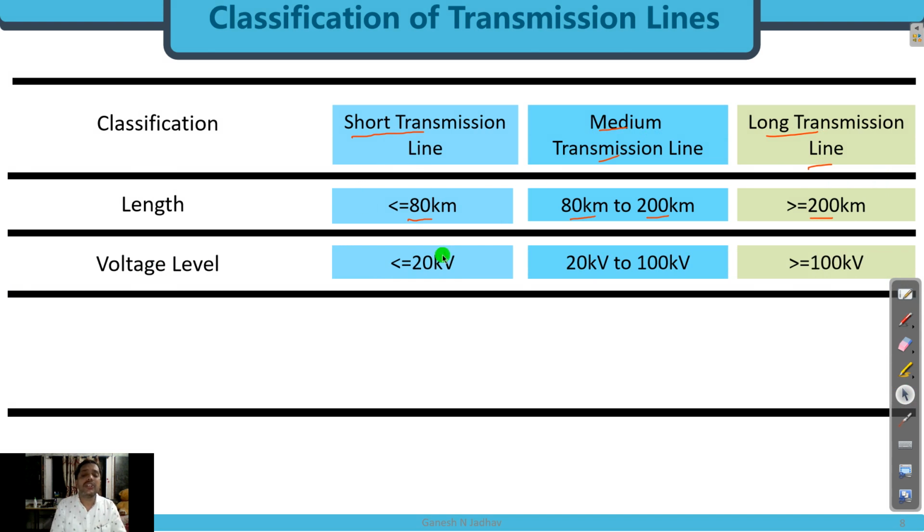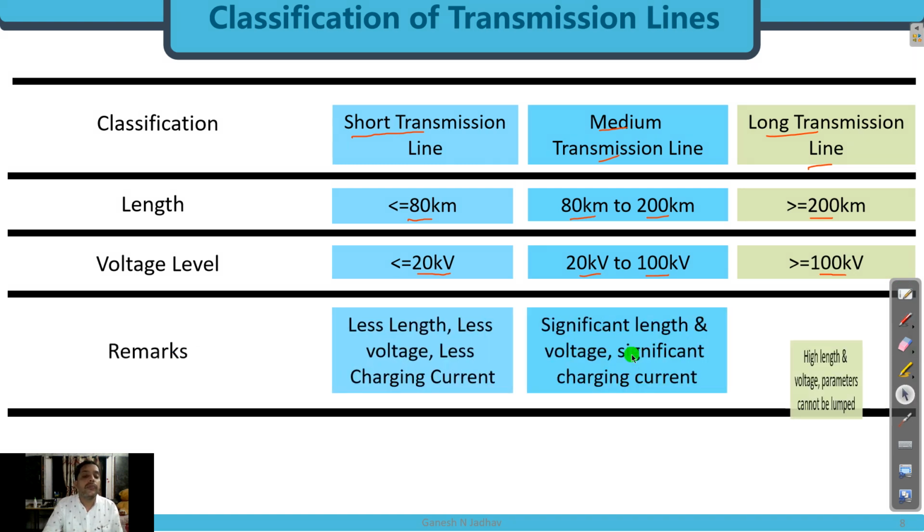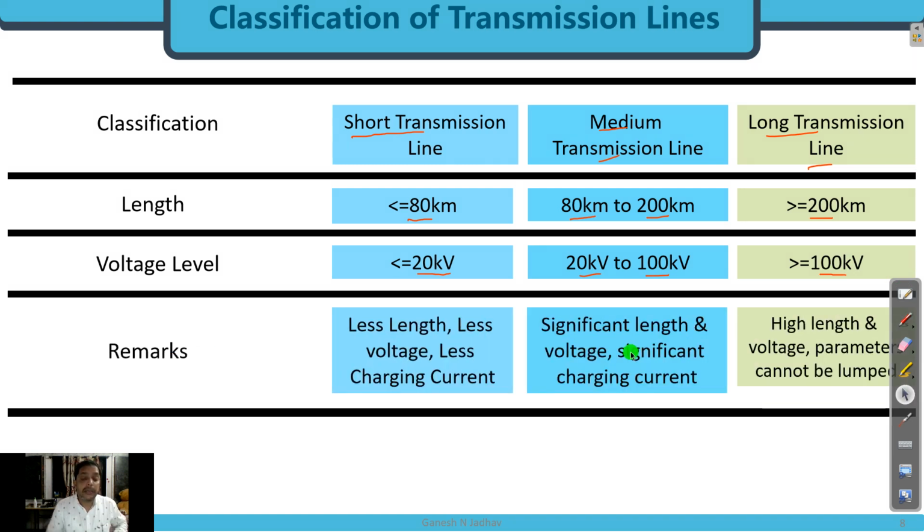And what are the voltage levels? Generally, for a short transmission line, a voltage level below 20 kilovolt is preferred. Between 20 kilovolt and 100 kilovolt, medium transmission lines. So for 80 kilometer to 200 kilometer, we can prefer the medium voltage level. And for a long line, suppose the power is to be transmitted beyond 200 kilometer length, then the voltage level must be greater than 100 kilovolt to get a good benefit. So let's begin with the remarks.